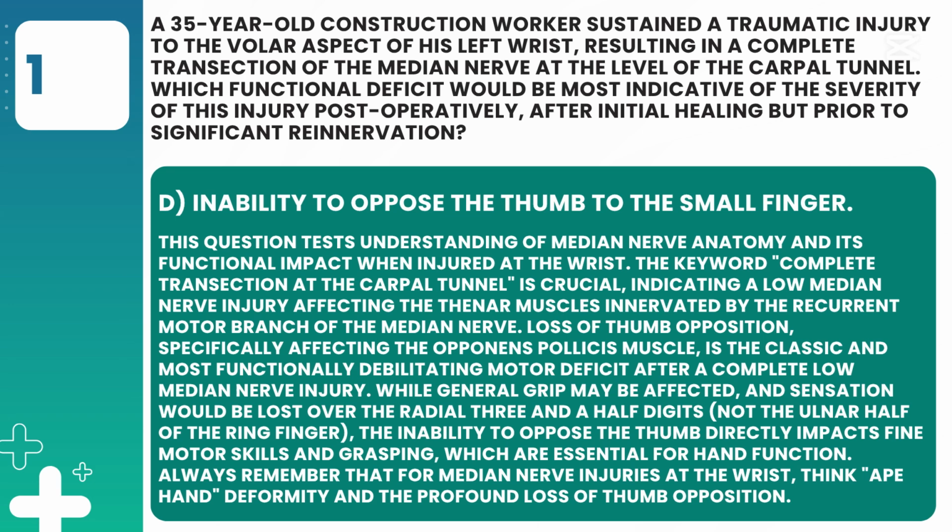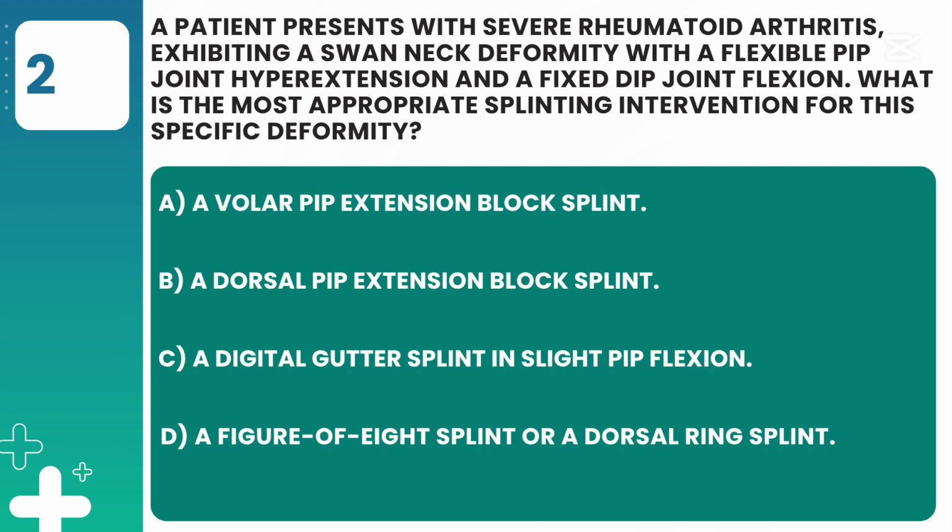While general grip may be affected, and sensation would be lost over the radial 3.5 digits, not the ulnar half of the ring finger, the inability to oppose the thumb directly impacts fine motor skills and grasping, which are essential for hand function. Always remember that for median nerve injuries at the wrist, think ape hand deformity and the profound loss of thumb opposition.